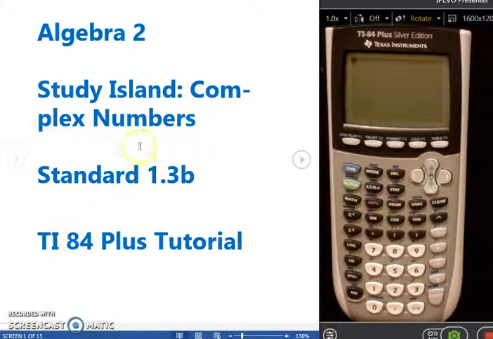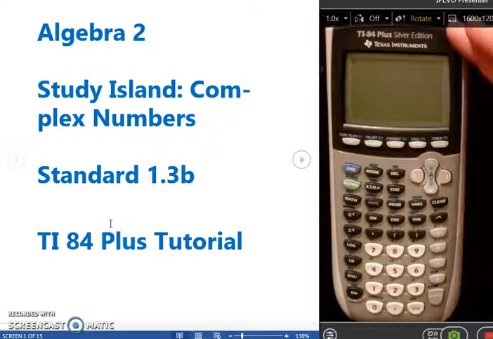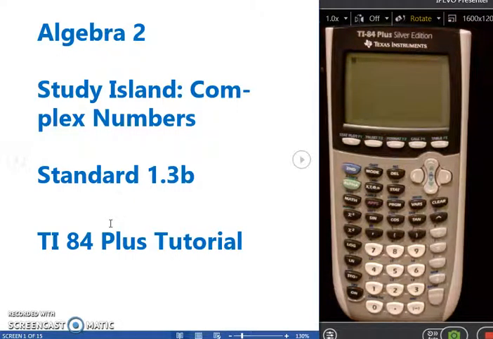We're going to be talking about topics under the Study Island lesson, complex numbers. We're going to be looking at questions under that lesson that correspond to the Algebra 2 standard 1.3b. I'm going to be showing you how to do these problems with the TI Plus calculator. I've pulled questions from this lesson that can be done on the calculator.